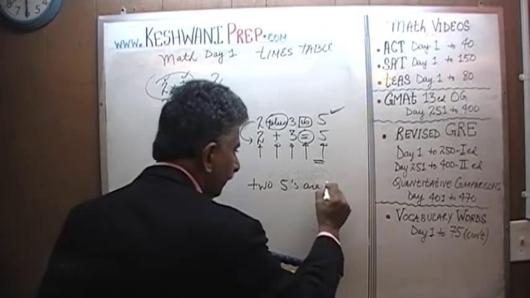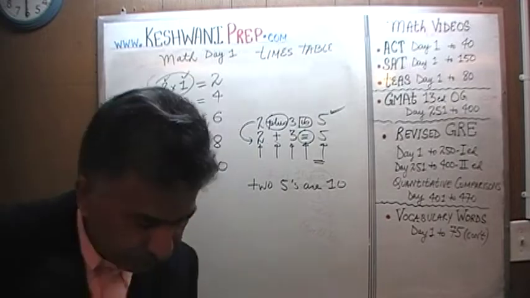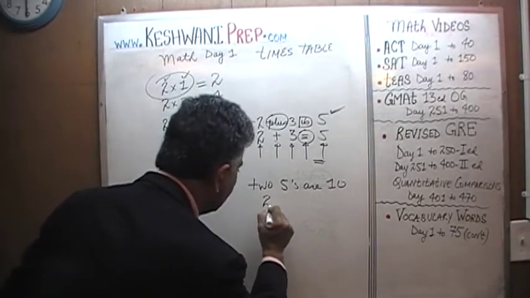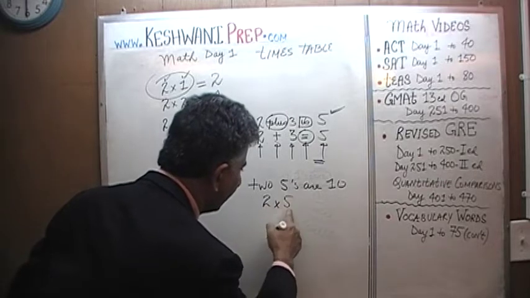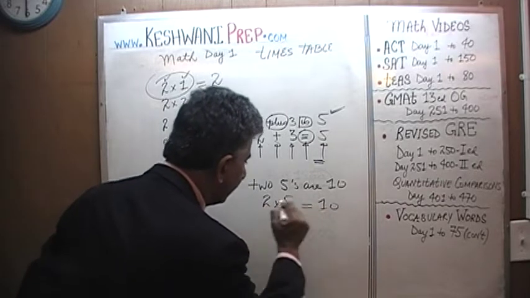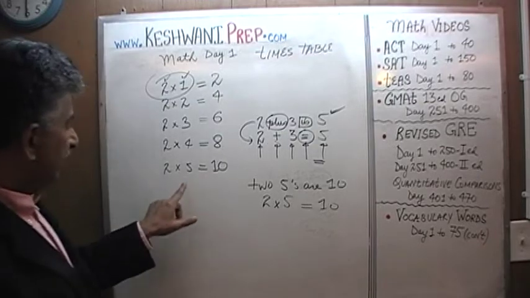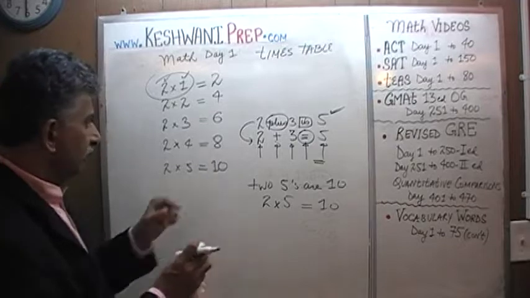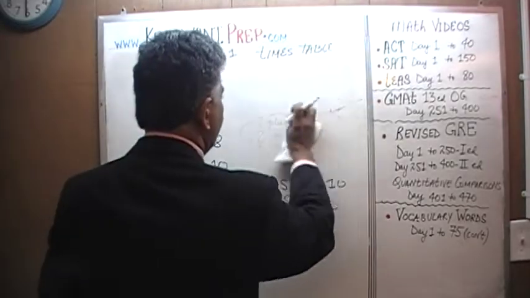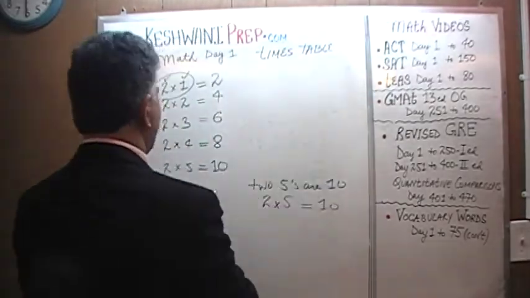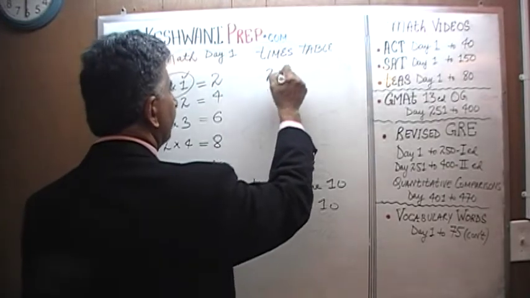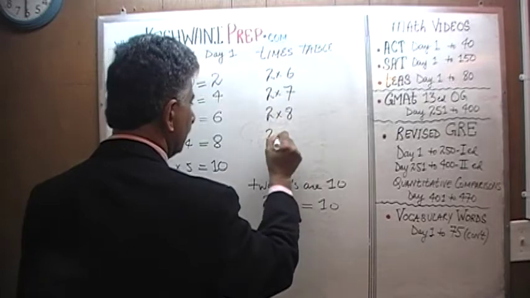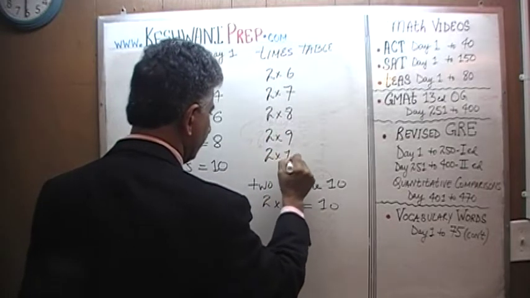Two fives are 10. And if you want to write this as an equation, you will say 2 times 5. Two fives are 10. 2 times 5, right here. Let's continue here. We need the room, so we're going to continue at the top here. Now we do 2 sixes, 2 sevens, 2 eights, 2 nines, and finally the 2 tens.